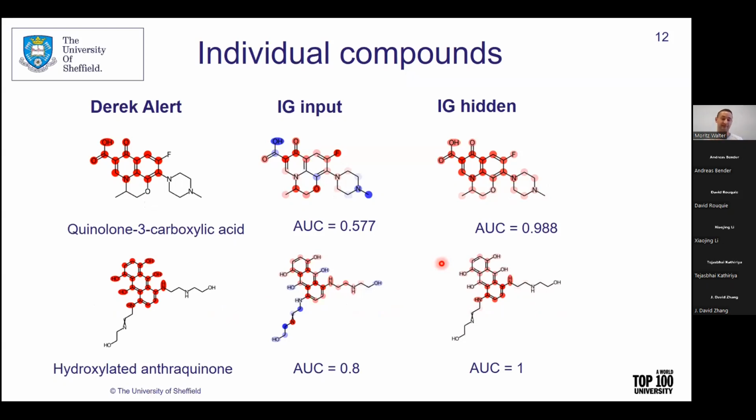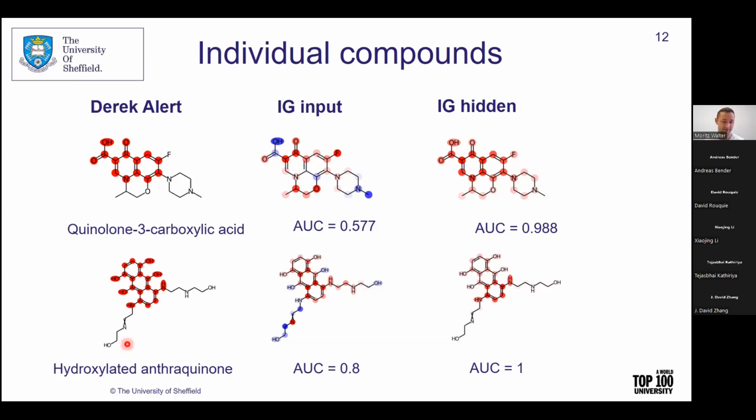But then you also have examples where IG input doesn't provide the correct explanation. Like this structure here, this quinolone-free carboxylic acid. It just seems kind of random, but it's highlighted here, but doesn't really correspond to the alert. Whereas with IG hidden, there are also highlights all over the compound, but really the strongest attribution was assigned to this core here, which was the reason for the positive label. So here we get a correct explanation in the end.